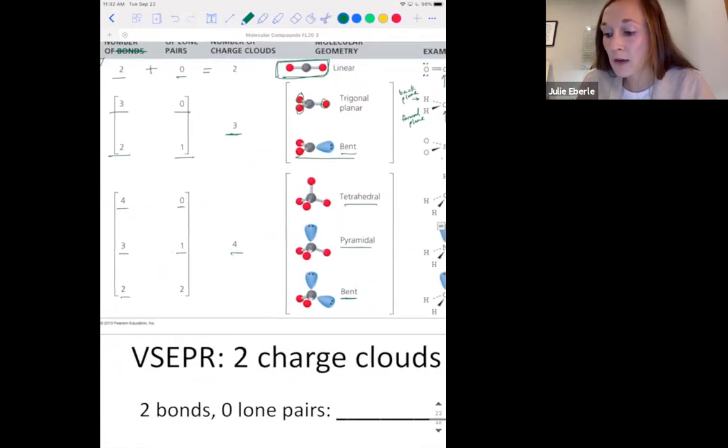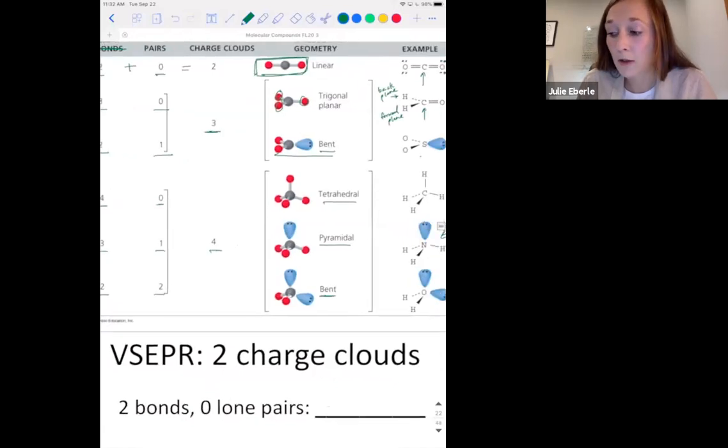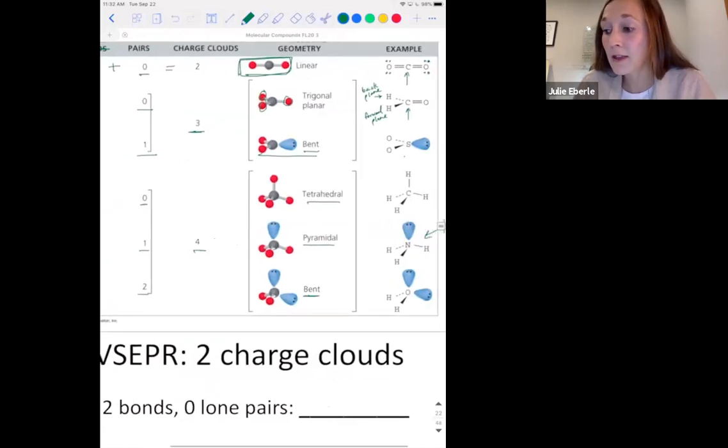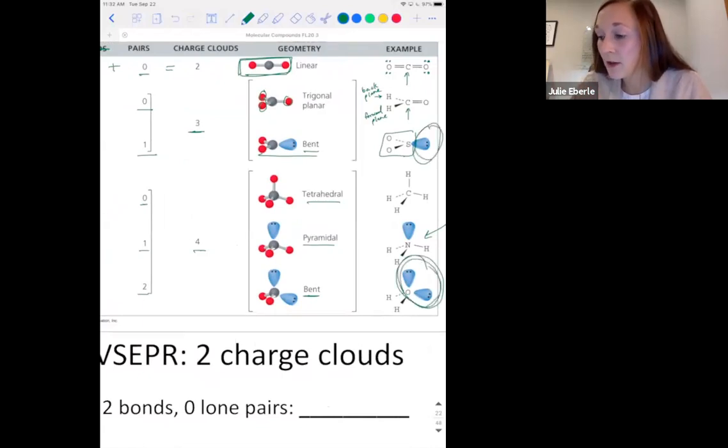If you have 2 bonded atoms and 2 lone pairs, so that's a water molecule, that molecule is bent the same way that SO2 up here was bent. Remember, when we draw these out, we actually don't see the lone pair. So the fact that there's 1 lone pair on SO2 and 2 lone pairs on H2O doesn't matter when we draw the molecule, but we use the lone pairs to name the geometry.